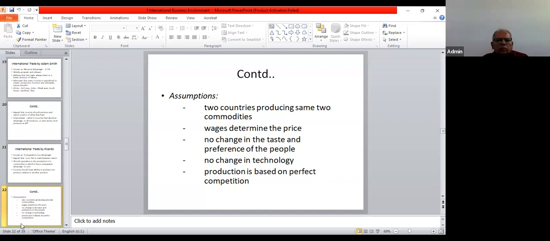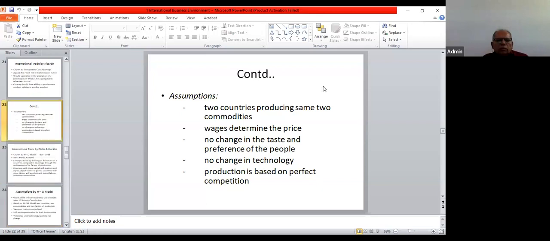Then we will go to the next theory of trade, that is the international trade theory by Ohlin and Heckscher. In short, it is known as HO, H stands for Heckscher and O for Ohlin. This duo also developed this international trade theory, and this theory is known as the HO model.